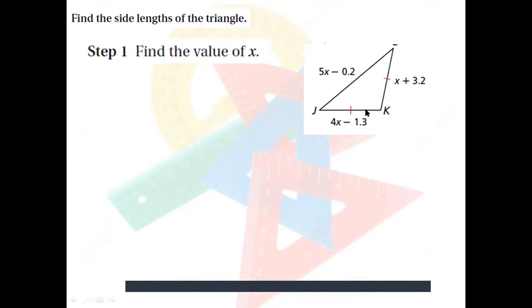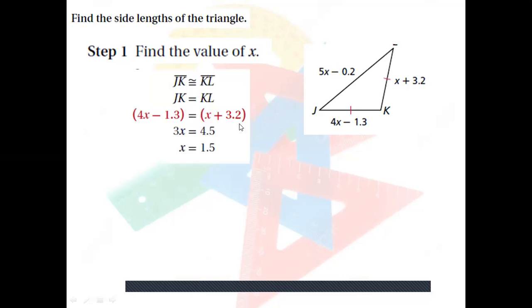As we know, this side, JK, is congruent to KL. That's what that says. So we can write the equation as JK equals KL, because this is equal to this. So you write 4x minus 1.3 equals x plus 3.2. You know how to solve these. Once you solve, you will get the value of x as 1.5. Now you have got the value of x. Almost half of the question is done. Finding the variable is important.